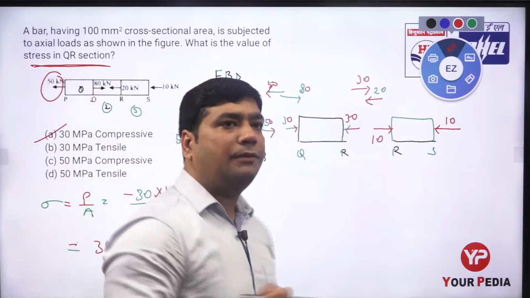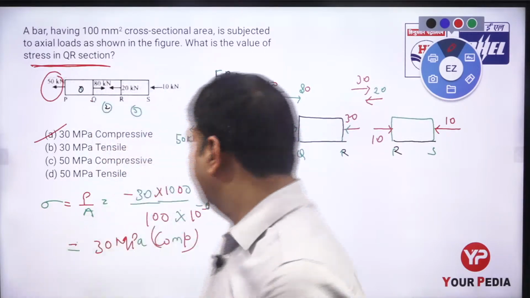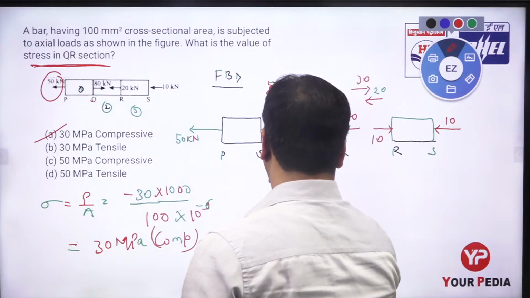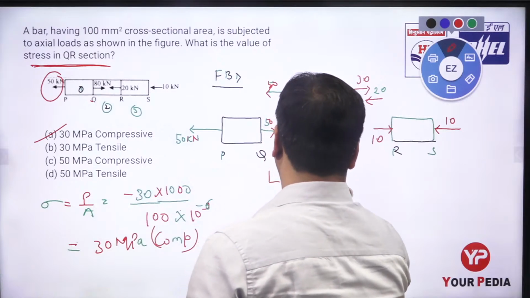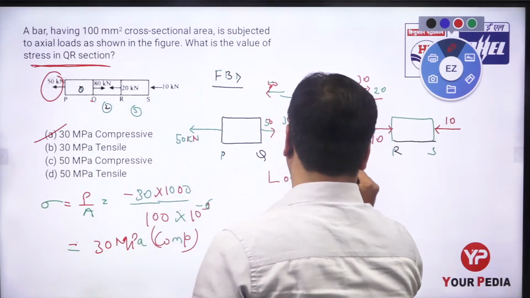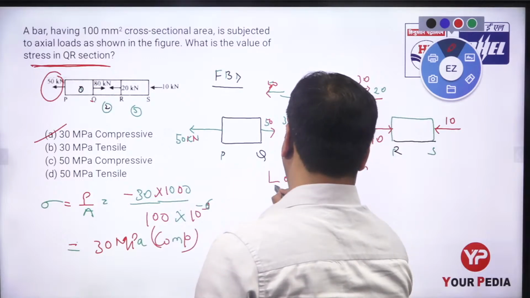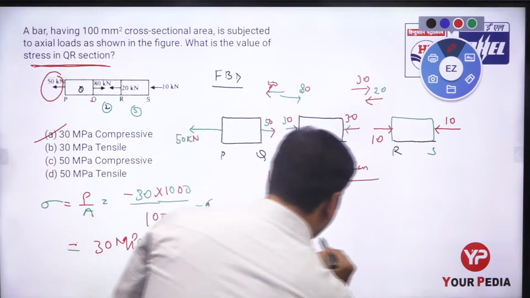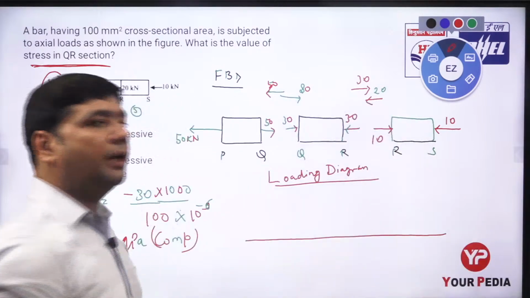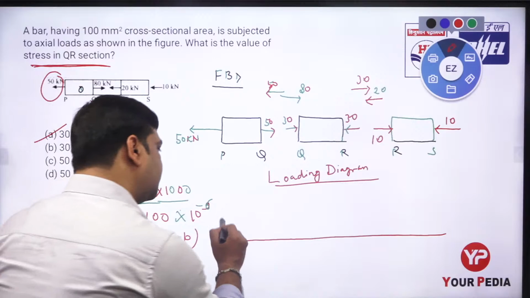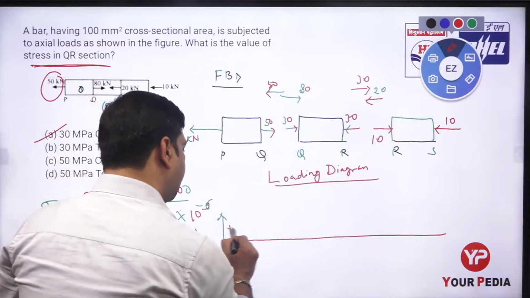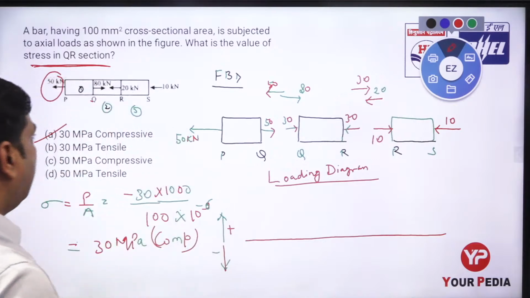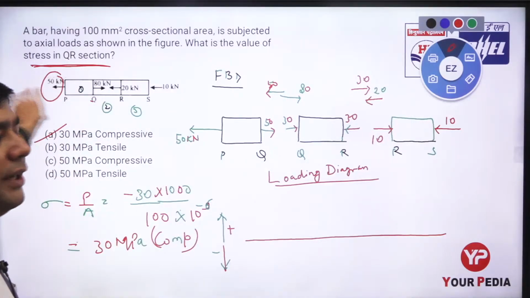We can also solve by using a different method. There is one other method known as the loading diagram. We can draw the loading diagram. How does it look? We draw one axis, known as the zero axis or the neutral axis. Above this, forces are shown as positive, and below this, forces are shown as negative. Is this clear? So here we are taking the left and right section.